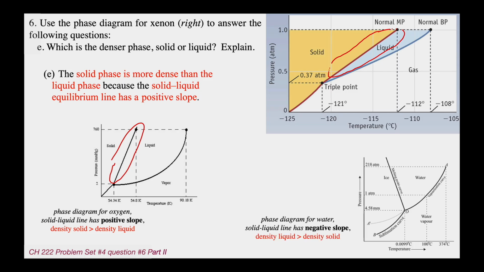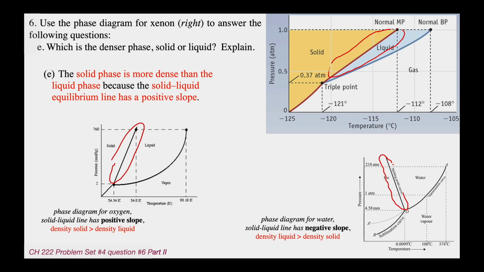However, water is one of the few exceptions, not the only exception, but one of the few exceptions. Check out this solid-liquid line. See how it's kind of increasing in the opposite way, kind of up and to the left? That means it has a negative slope. And in those cases, the liquid density is more dense than the solid density.